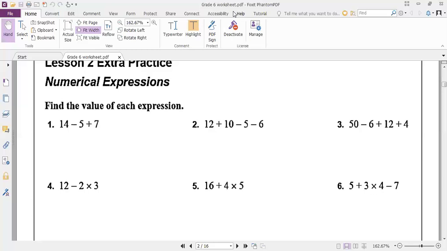12 plus 10 equals 22. After that, minus 5 gives 17. Minus 6 gives 11. Excellent, Muhammad. So the answer of this example, number 2, is 11.